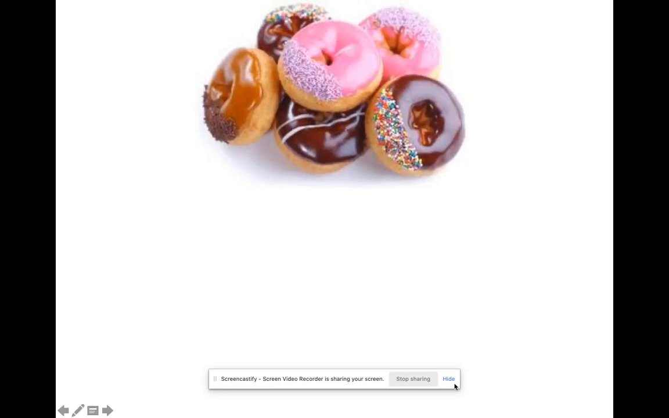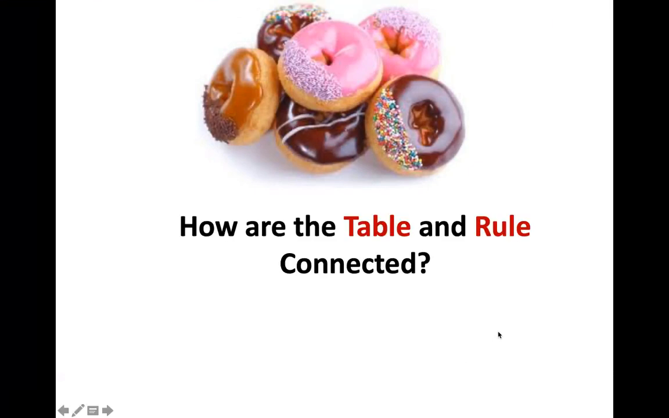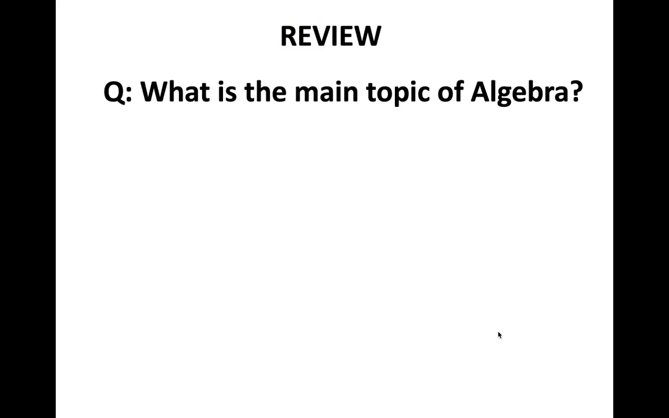In this video today, we're going to talk about how the table and the rule are connected. But before that, we're going to do a little review. How are the table and rule connected? So some review. What is the main topic of algebra?